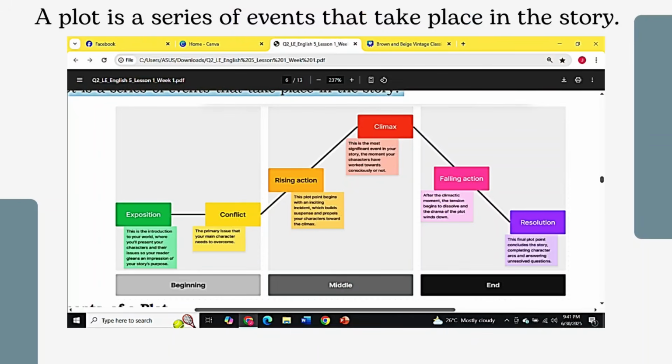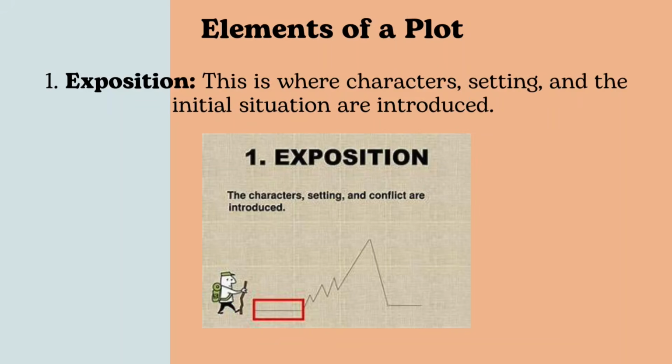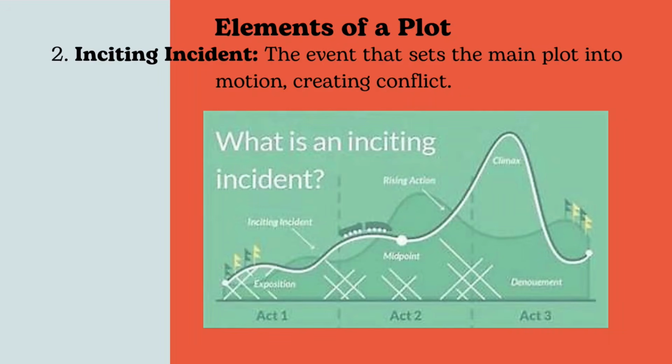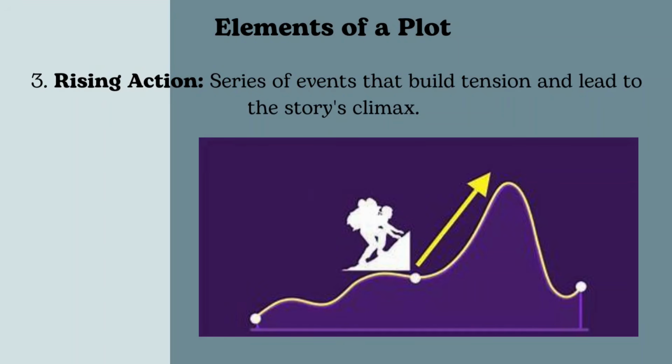A plot is a series of events that take place in the story. The number 1 is the exposition. This is where characters, settings, and the initial situation are introduced. Number 2 is the inciting incident, the event that sets the main plot into motion, creating conflict. Number 3 is the rising action. This is the series of events that build tension and lead to the story's climax.